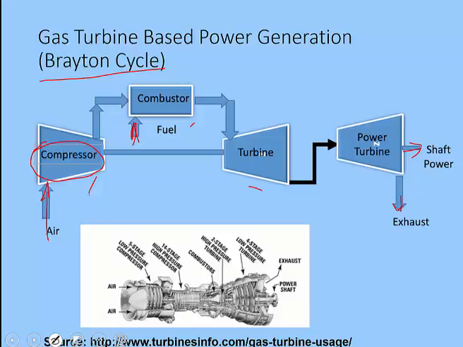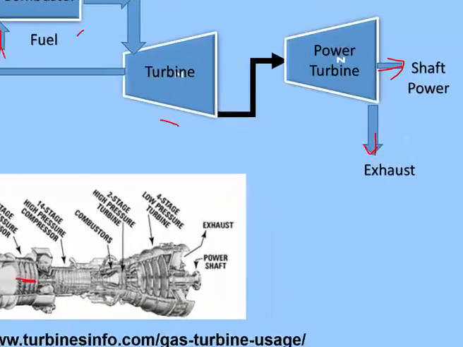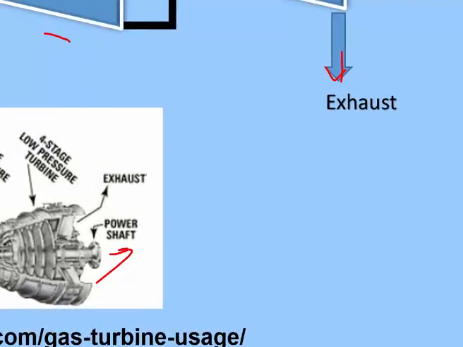So the air enters here and it gets compressed. And after compression, you can see there are various stages of compression here. Into the combustor, you inject the fuel, and then again the power shaft and the turbine part of it expands the gas, and then you get the power from the other side. So this is gas turbine-based power generation.